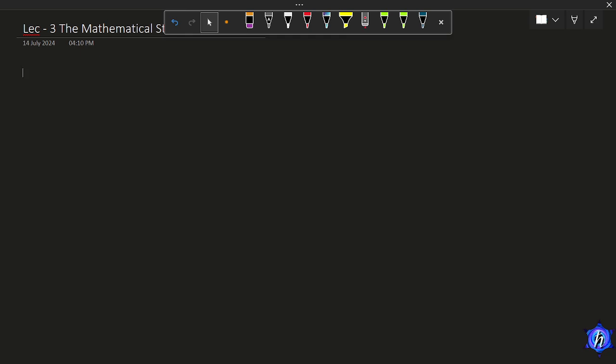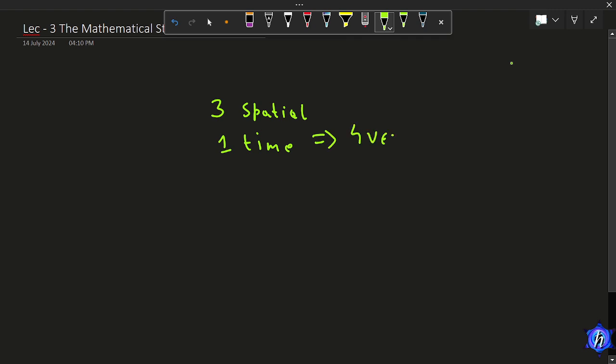Now in STR the three spatial coordinates and the time define the four components of the position vector. So we can write it as three spatial components and one time component. They define what's called the four vector, which we denote by x mu.